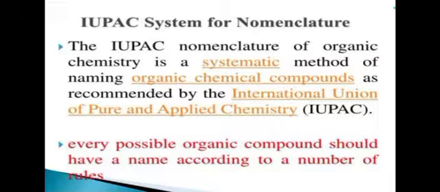Every possible organic compound should have its name. Every possible organic compound should be named according to a number of rules. IUPAC nomenclature has many rules, and these rules are helpful for naming organic compounds.